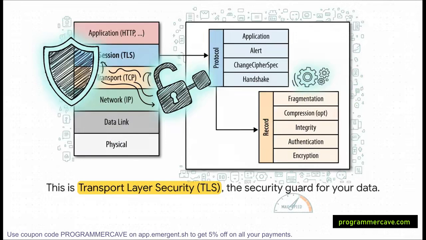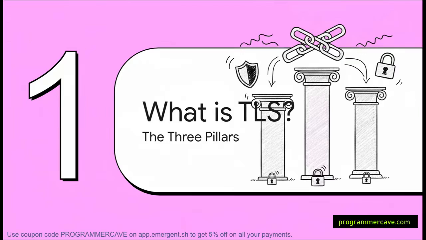As you can see here, it's a layer of protection that sits right between the application protocols your browser uses, like HTTP, and the transport protocols that shuttle data across the internet, like TCP. Think of it as a dedicated security guard for your data. So first, let's break down how it works, and then we'll dive into how we can make it as fast as humanly possible.